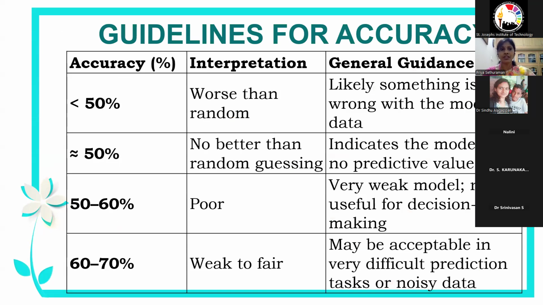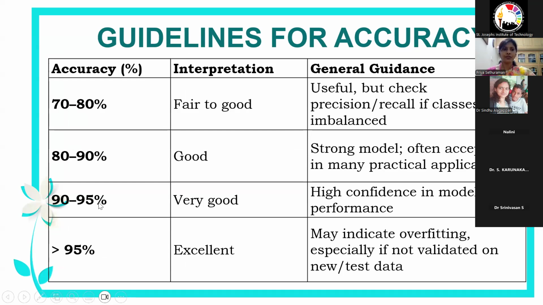Now the guidelines for the accuracy: if it is 50 to 60, it is poor accuracy. And when it is 60 to 70, it is weak to fair. Your next few categories are 70 to 80, fair to good, 80 to 90, good, 90 to 95, very good, and above 95, it is excellent. So these are the criteria or guidelines through which you can check the accuracy in your data. If you have less than 70 or 65, you had better go for revising your data. I'll explain to you at the end how you do it.